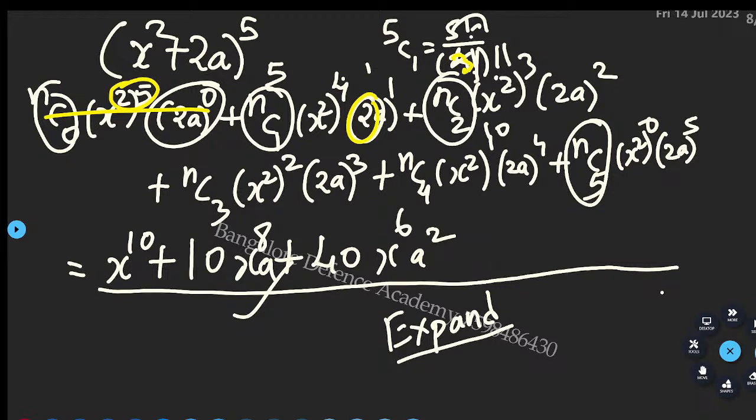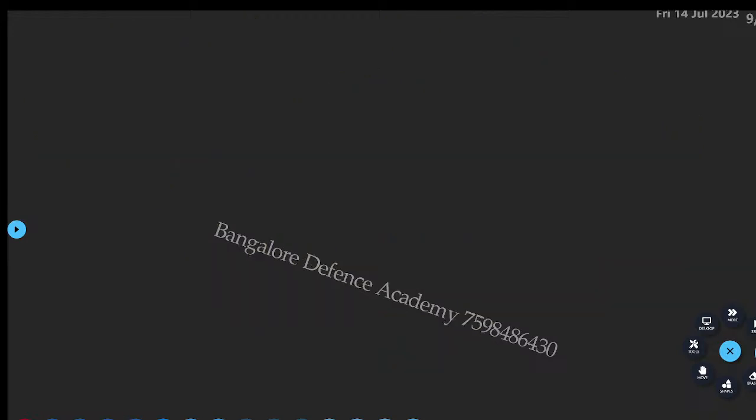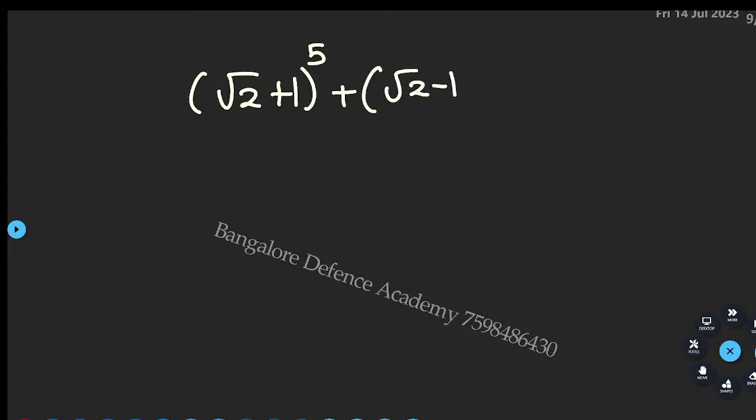Okay, take down next question. Root 2 plus 1 to the power of 5 plus root 2 minus 1 to the power of 5. Expand.